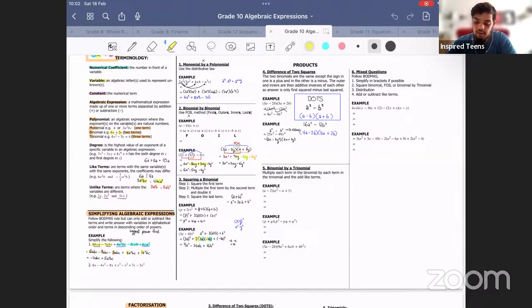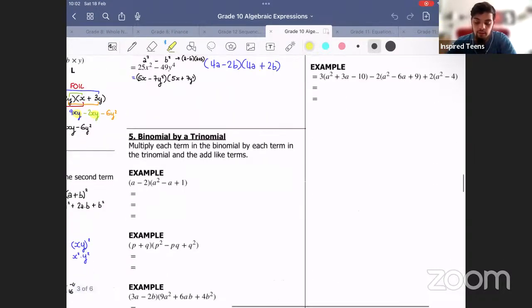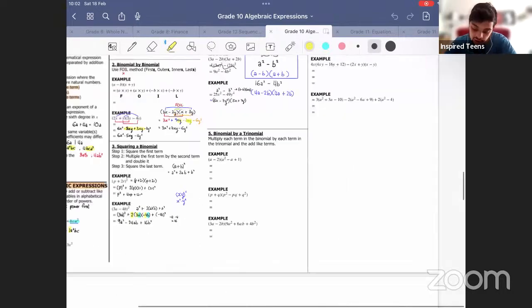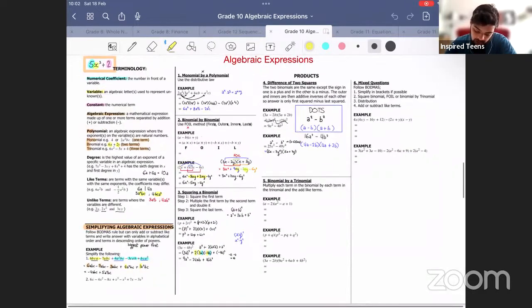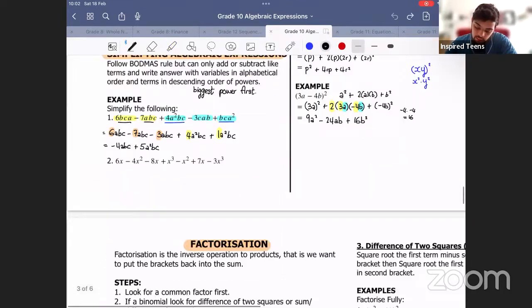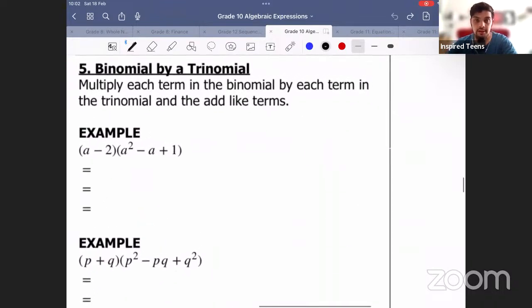Okay, so last week we ended on difference of two squares. Today we're going to start off by doing a binomial by trinomial multiplication. Again, this is still part of simplification. All of these are simplifying algebraic expressions, and then eventually we are going to get to factorization. So binomial by trinomial is simple.